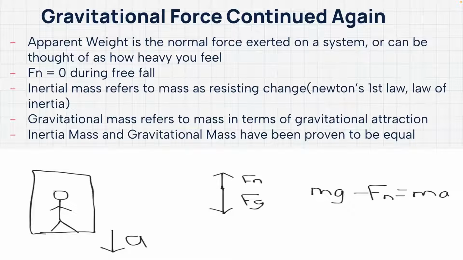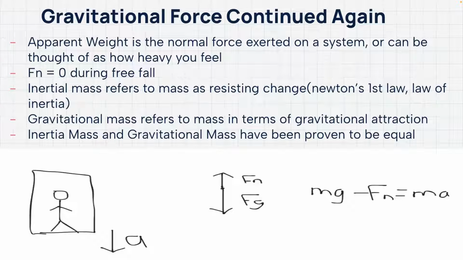Inertial mass. Mass has two properties, right? Mass can be thought of, in Newton's terms, as resisting change, or in gravitational terms as gravitational attraction. And through experiments, scientists found that inertial mass using inertia equations and gravitational mass using gravitational equations are always proven to be equal. And now here is a diagram showing apparent weight.